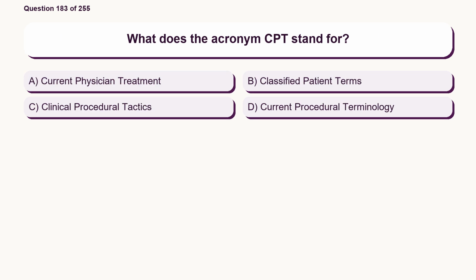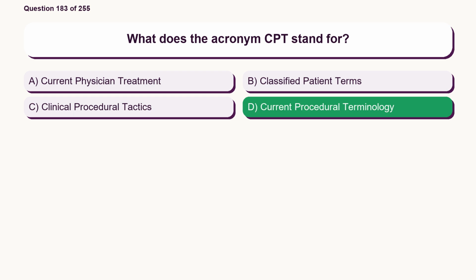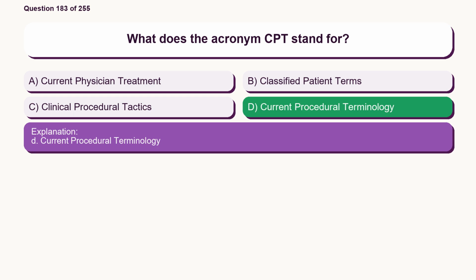Question 183. What does the acronym CPT stand for? Option A. Current physician treatment. Option B. Classified patient terms. Option C. Clinical procedural tactics. Option D. Current procedural terminology. The correct answer is option D. Current procedural terminology.